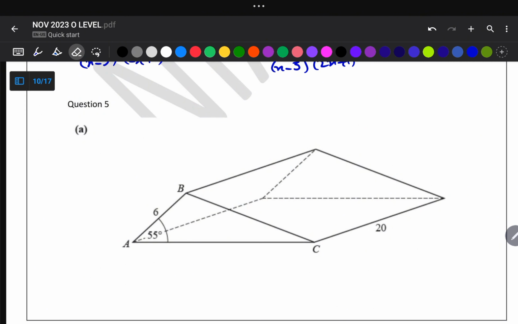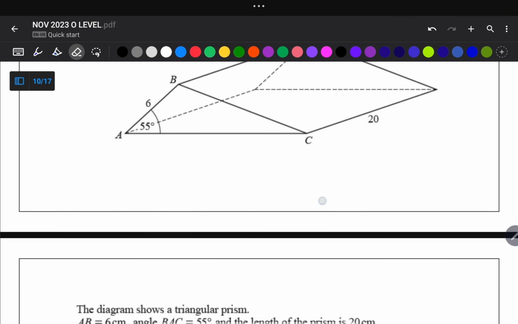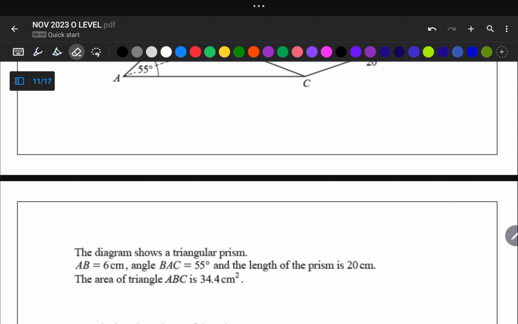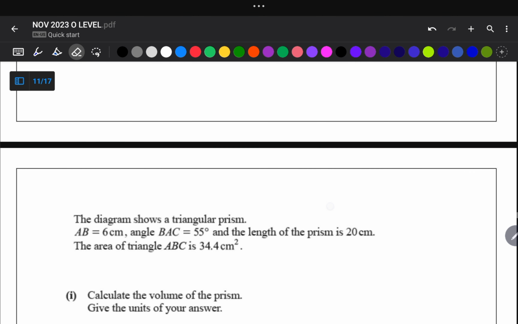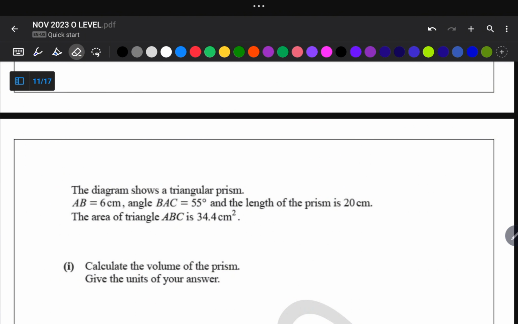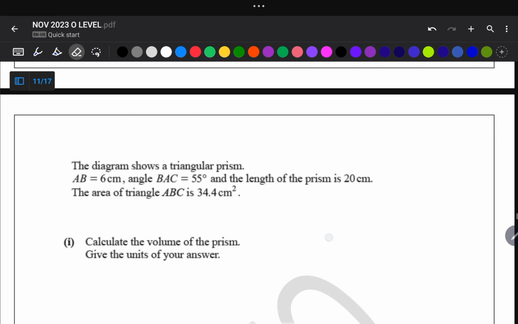And here we are having this question number 5 of our series, which says the diagram shows a triangular prism and AB is equal to 6 centimeters, angle BAC is equal to 55 degrees, and the length of the prism is 20 centimeters. The area of the triangle ABC is 34.4 square centimeters. So we are required to calculate the volume of the prism, giving the units of our answer.